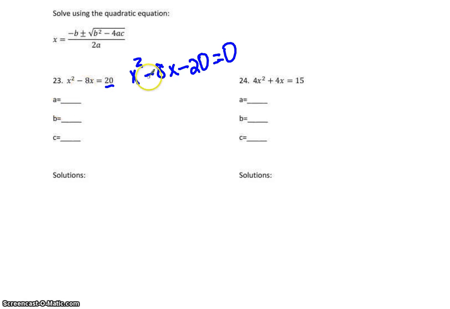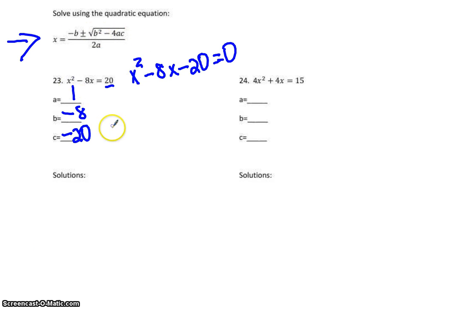So a is the number in front of x squared. If there's not a number in front of the x squared, that's like a 1. B is the number in front of x. Use the sign, so that's negative 8. And c is the constant. Don't lose that sign either, negative 20. So then you take these numbers and you put them into this formula.